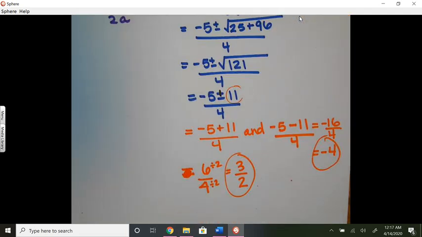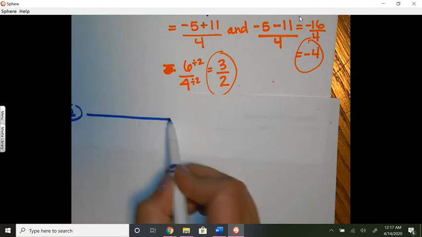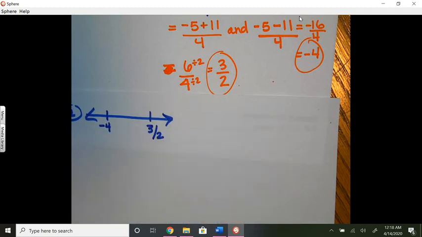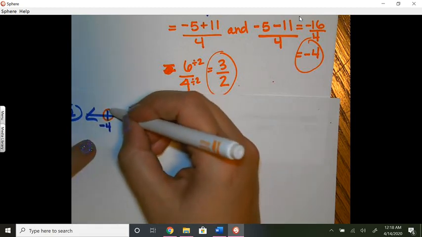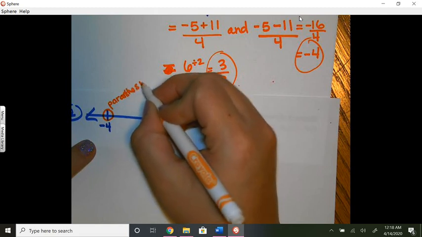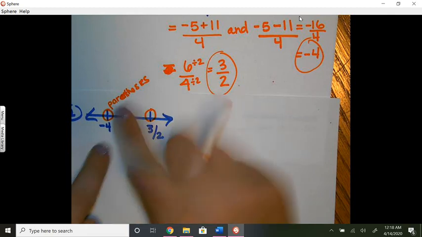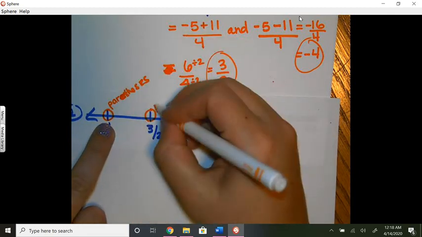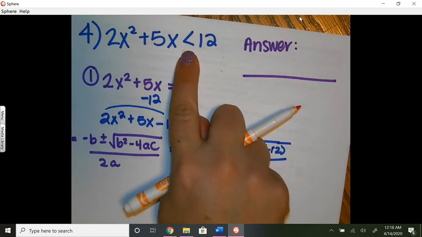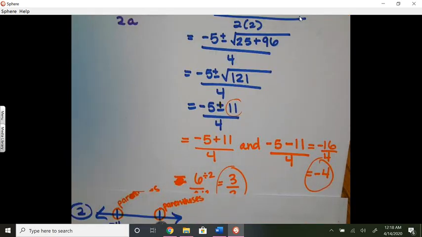Step 2 is we are going to make a number line and put these two numbers that we just got on the number line. Negatives are always smaller, so negative 4 goes first. And then I'm going to put the 3 halves here. I'm going to put 2 open circles here, and again, this means I'm going to use parentheses, because these two numbers make it equal, and it doesn't have the line underneath, so it means we don't want them to equal.